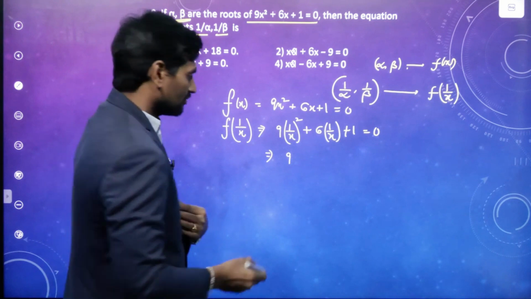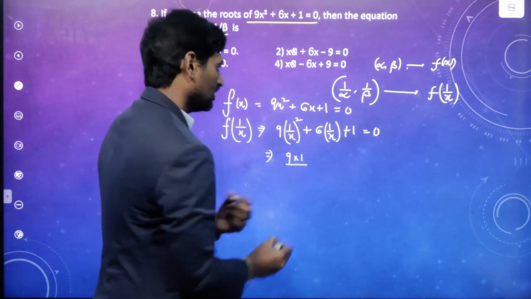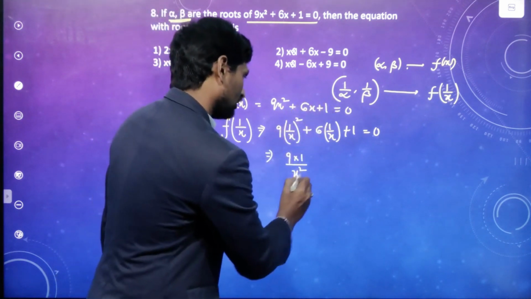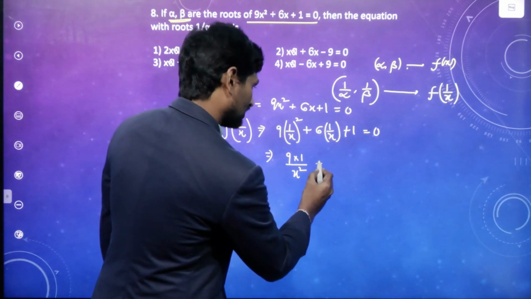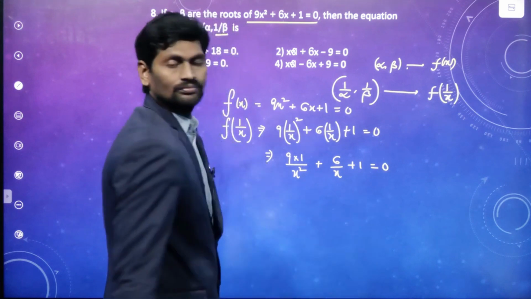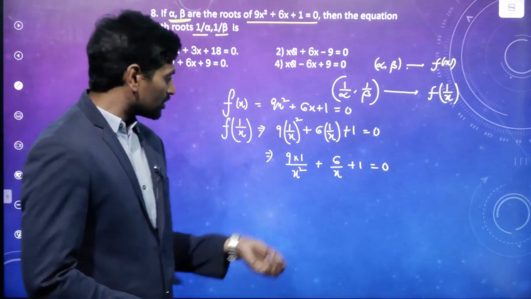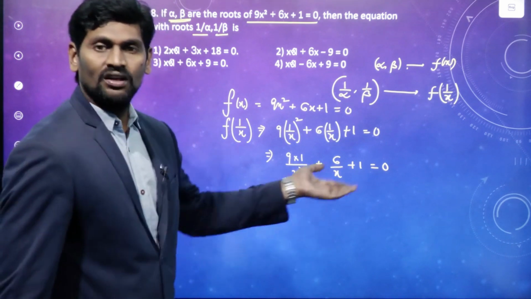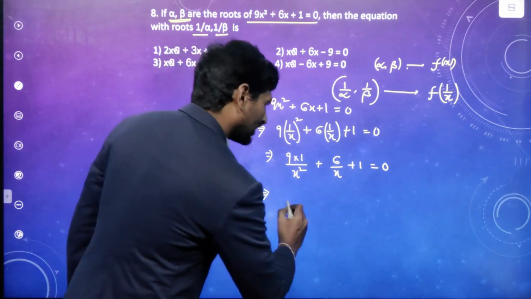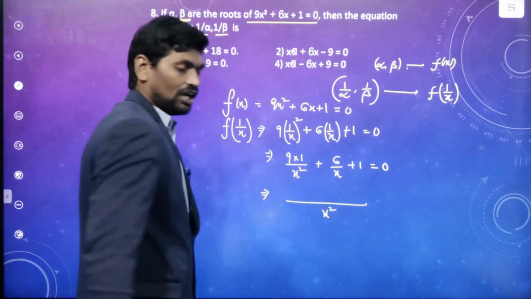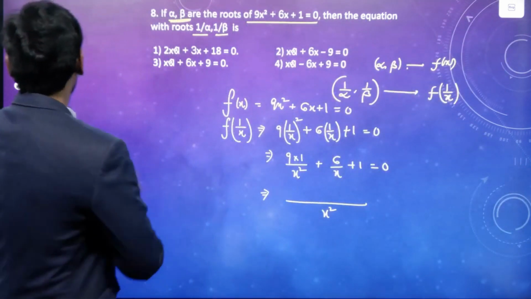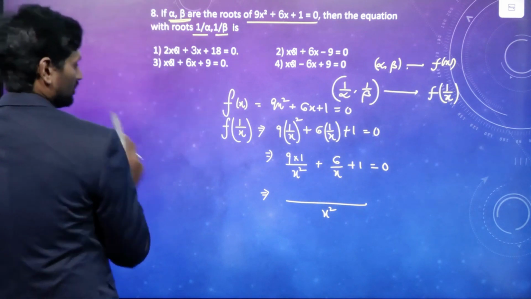Square of 1. 1 square means 1 into 1, 1 only. Denominator, square of x. Here x is there, no? x square. So 9 by x square plus 6 into 1, 6 by x plus 1 equals to 0. While you are observing the denominators, what are the denominators we have? x square, x. The LCM of x and x square is x square, or else you can directly multiply by x square both sides.